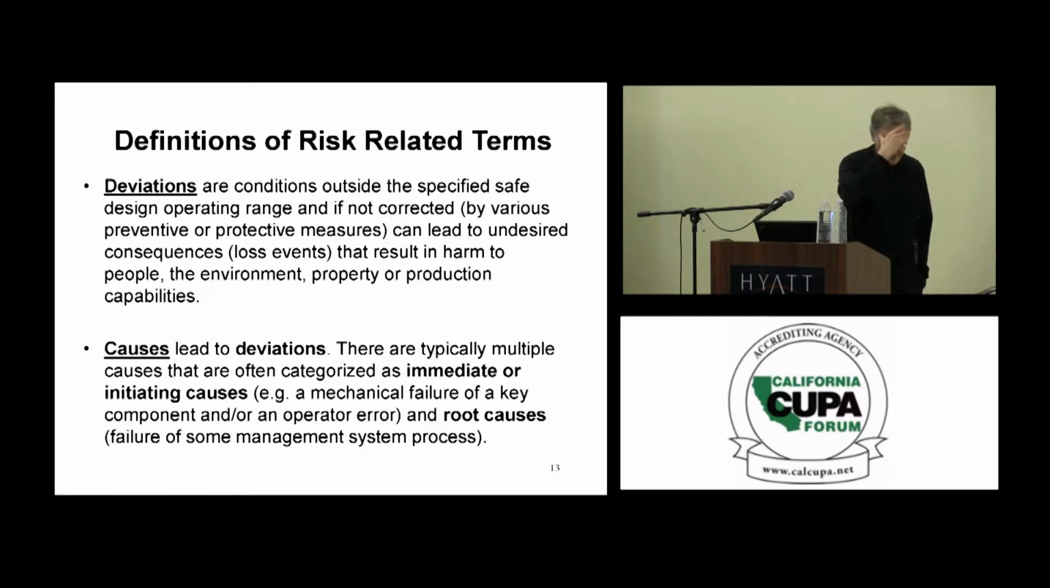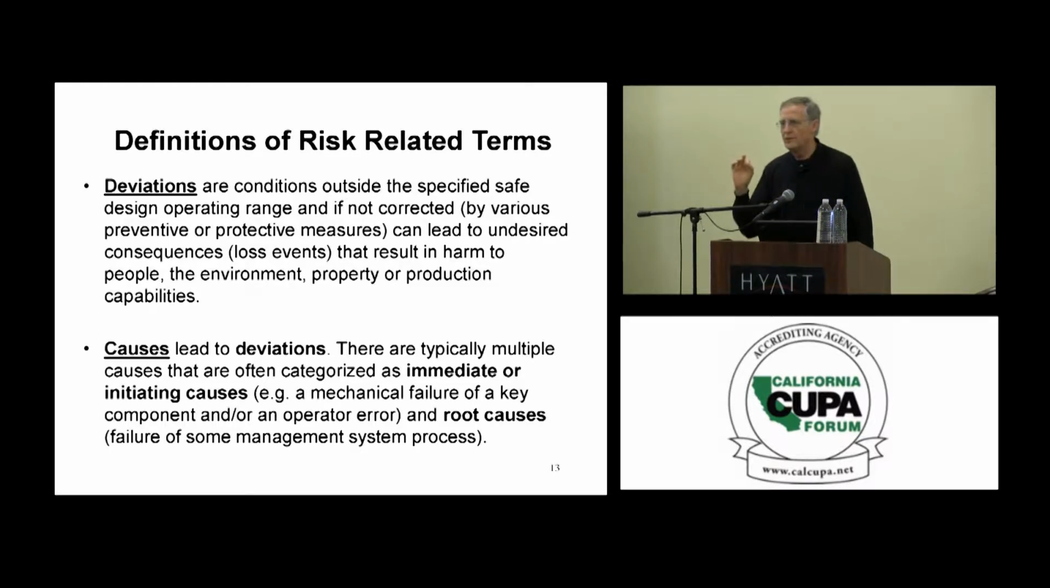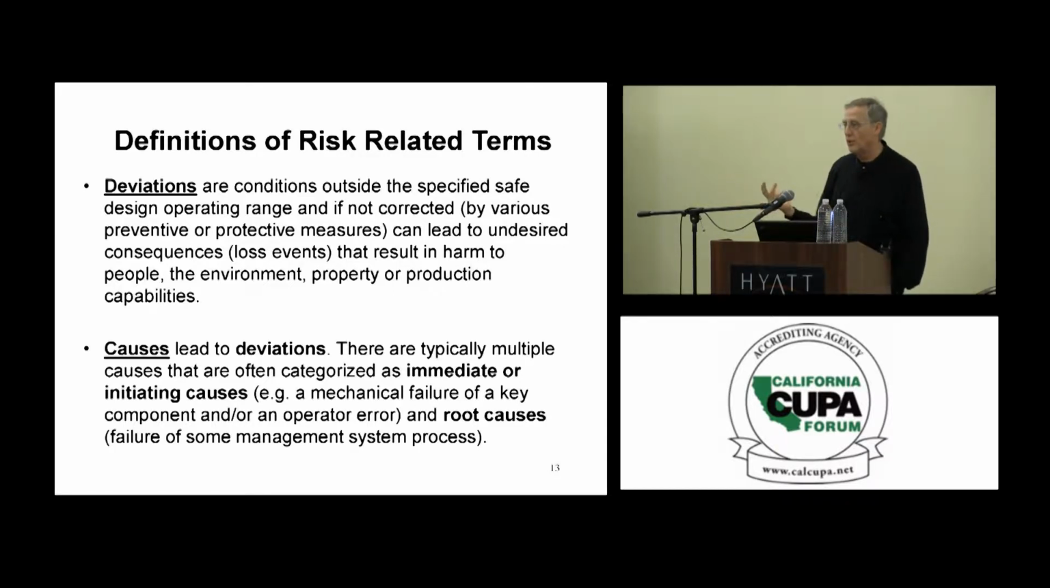Deviations and causes. When we set up these systems to control and prevent loss of containment, we typically will have operating ranges. We'll specify, for example, if we've got chlorine, that we're going to design this process and this storage facility to operate at below 250 pounds gauge pressure. Now, if we have a storage vessel that has a maximum allowable working pressure of 250, it's going to have a pressure relief valve on it.